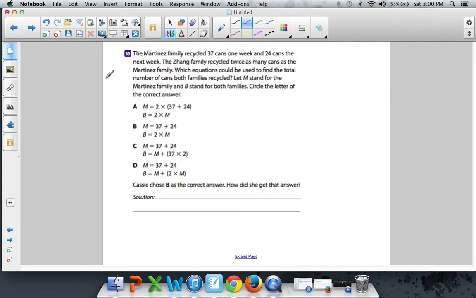Multiple choice. Cool. The Martinez family recycled 37 cans one week and 24 cans the next week. Okay, the Zhang family recycled twice as many cans as the Martinez family. Which equation could be used to find the total number of cans both families recycled? Let M stand for Martinez, B stand for both. Circle the letter of the correct answer.